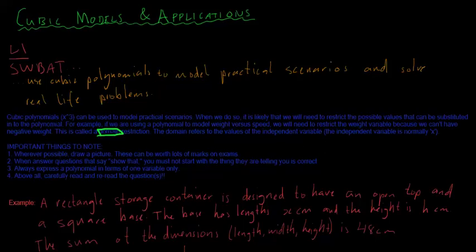First of all, wherever possible, you need to draw a picture. It's really useful to model the problem with a picture, and it can be worth lots of marks. When answering questions that say show that, you must not start with the thing that they are telling you is correct. If that's not making sense, we'll come back to it in an example. Always express a polynomial in terms of one variable only, and again we'll come back to an example. And above all, please read and reread the questions to make sure you have answered the specific question they're after.